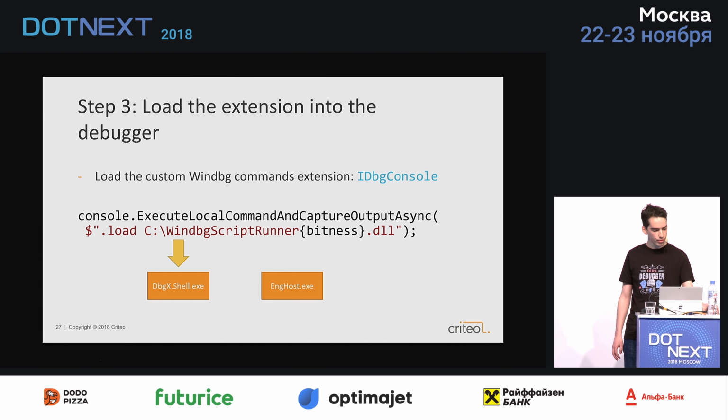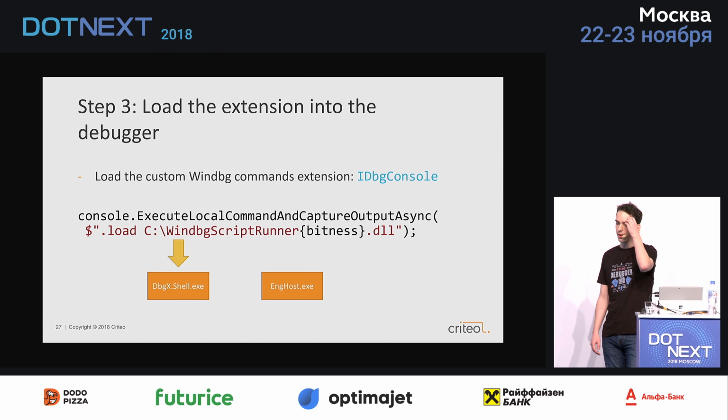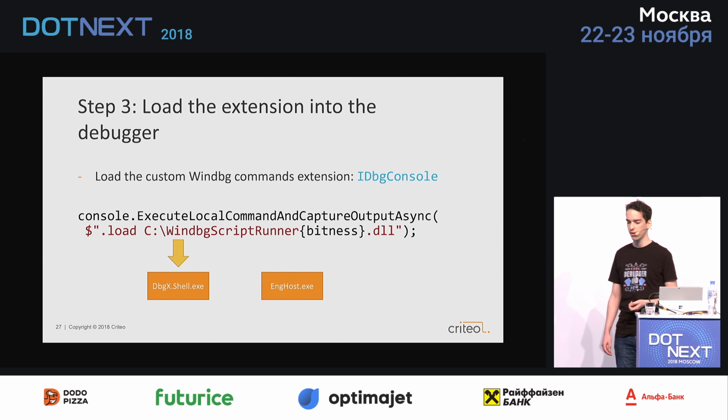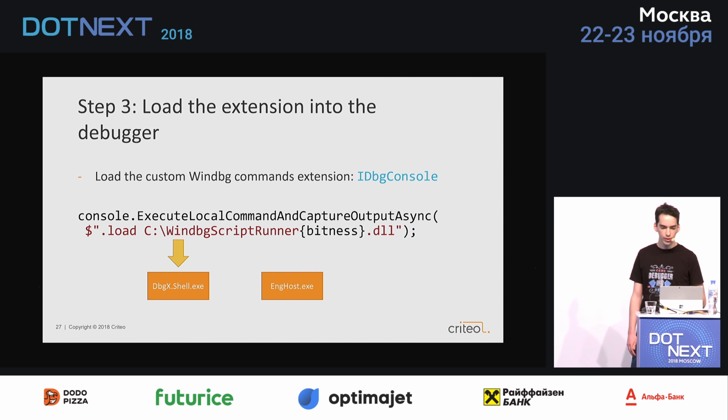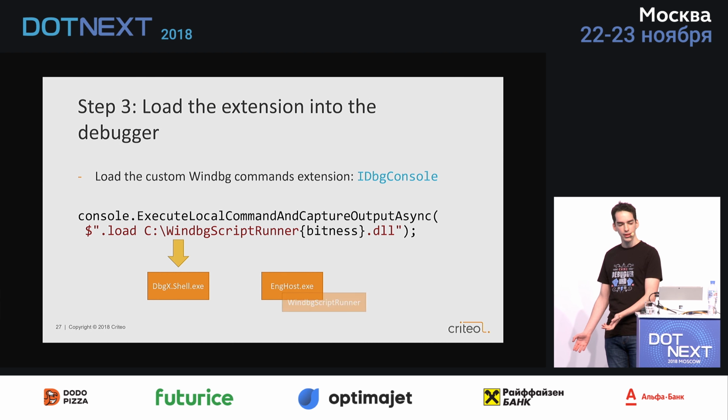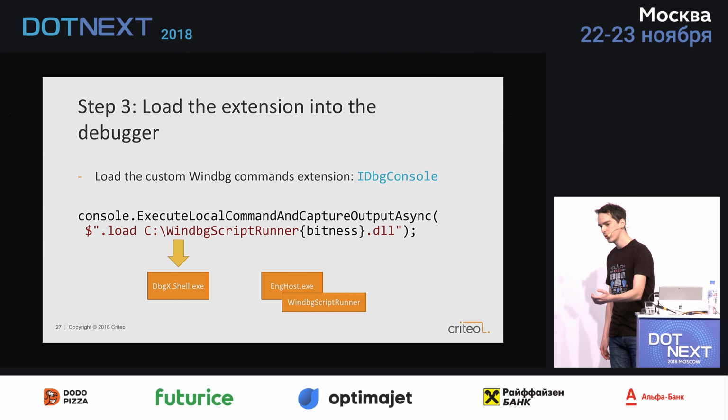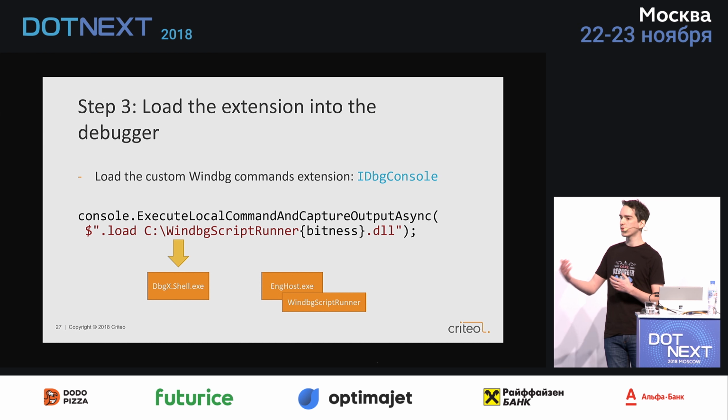Once we know that, we can load our extension into the debugger. We already did that with SOS. We just need to use the Dbg console and execute the load command. We give the full path to our extension, and we make sure to pick the 32-bit version or the 64-bit version. From that point, after we execute this command, we are loading our extension into the debugging engine, and then we can use it to run code.